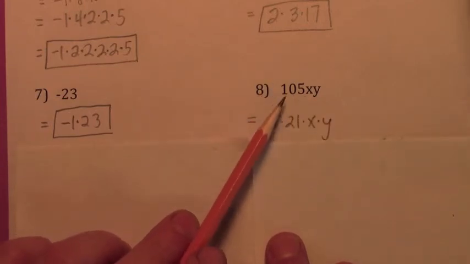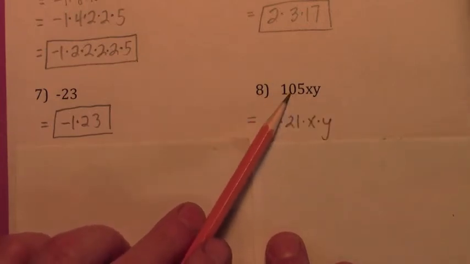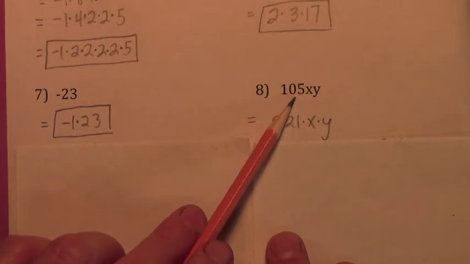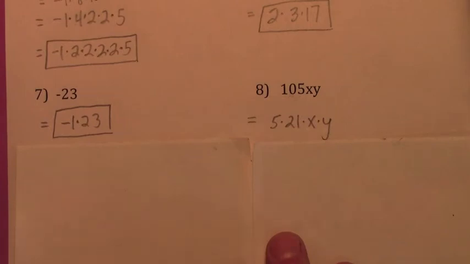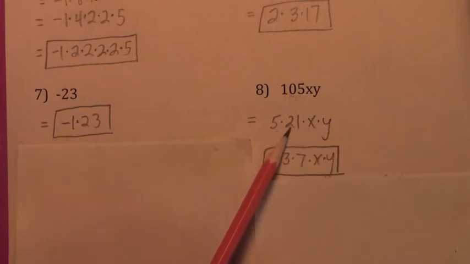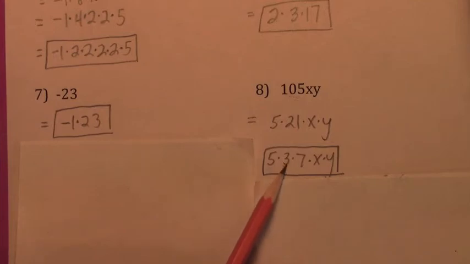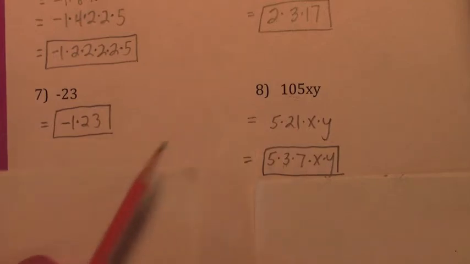So first, 105, we know that 5 goes into it. By the way, 3 goes into 105 too, remember? Because I said that if the sum of the digits is divisible by 3, then 3 goes into it. But anyway, let's write it as 5 times 21 times x times y. And then 21 we could write as 3 times 7. So this would be factored completely: 5 times 3 times 7 times x times y.